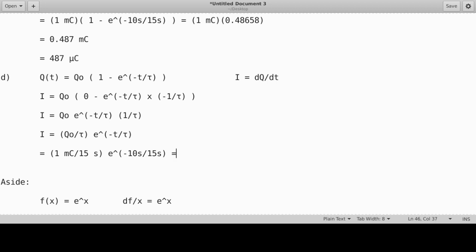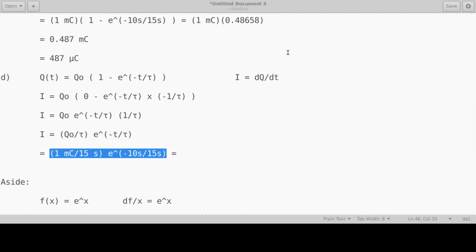And if you just plug this into your calculator and work it out, by the way, coulombs per second, that's an amp. Millicoulomb per second, that's a milliamp. So the answers are going to come up in milliamps. Let me do this very quickly on my calculator here, and I'll give you the answer.